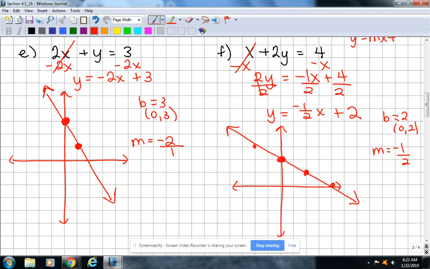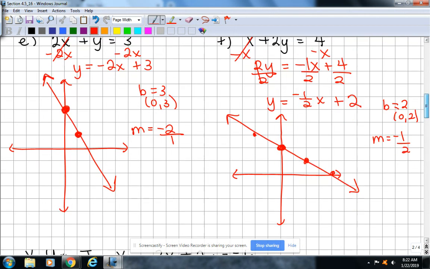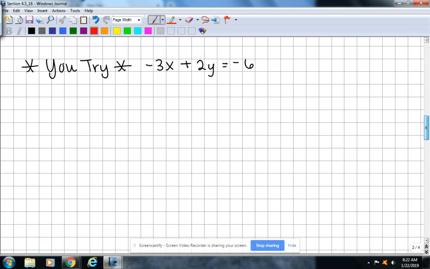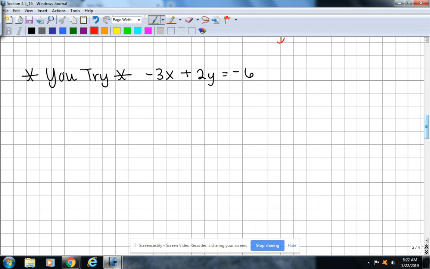We're getting it. It's clicking. We've seen it before. We're awakening those parts of our brains that we shut off for 6 months. Right. You guys try this one. What are we going to have to do to this one first? Slope-intercept form. Yeah.